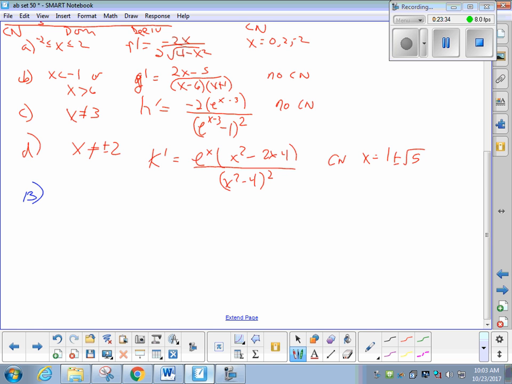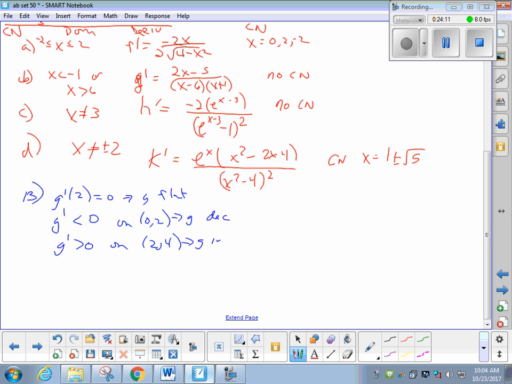G is a function where g prime at 2 equals 0, so I know g is flat there graphically. G prime is less than 0 on 0 to 2, so that implies g is decreasing, right? And g prime is greater than 0 on 2 to 4, which implies g is increasing.